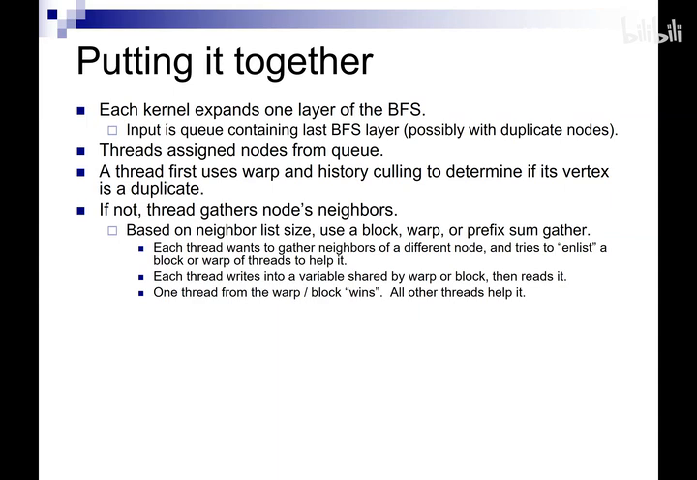So this is just saying that initially each thread might want to process a different node. But if a thread sees that it has a huge number of neighbors, it's going to try to enlist additional threads to help it collect these neighbors, either a block or a warp of threads, depending on how many neighbors it has. It does that by writing to a shared variable and then reading from the variable. Whoever is the last to write wins, and all of the remaining threads in the warp or the block have to go help that thread.